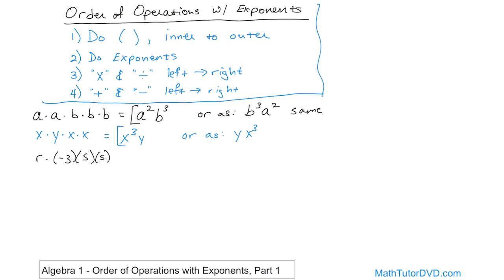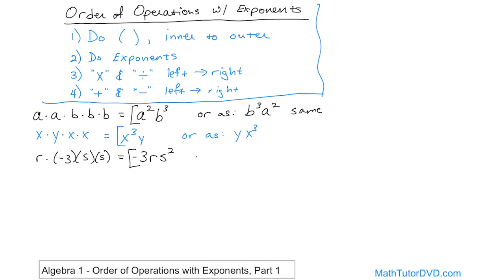Now what if we had r times negative 3 times s times s? Now the negative 3 is just a number. It's not multiplied by itself or anything like that. So we always write our numbers first. The r is not multiplied by itself, so it's just going to be multiplied by r. But we have s here multiplied by itself 2 times, so it'll be s squared. So that's how you would write it.